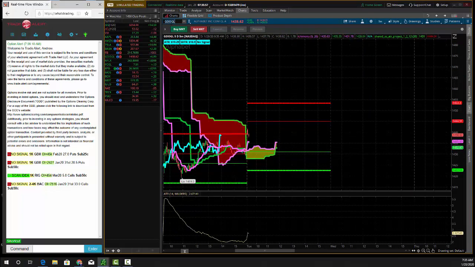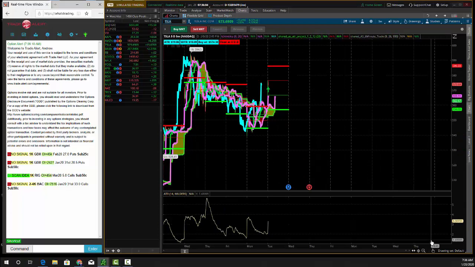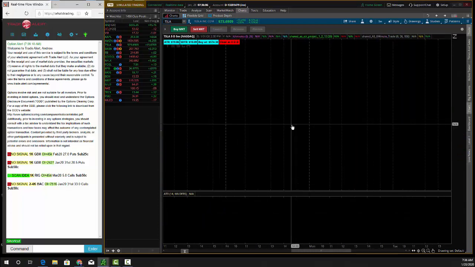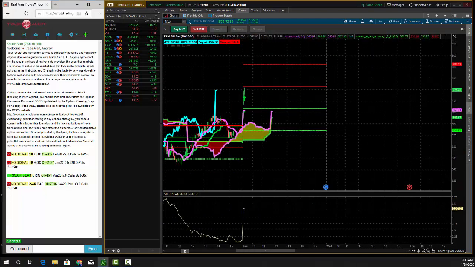Tesla is a buy. Okay, so you can buy Tesla right here. You sell at market on close. If you want to buy calls, you can buy the 585 calls. You'd be buying the 585 calls. If you want to buy call spreads, you'd buy the 570, 580 call spread. So Tesla is a buy on the 5-minute bar.